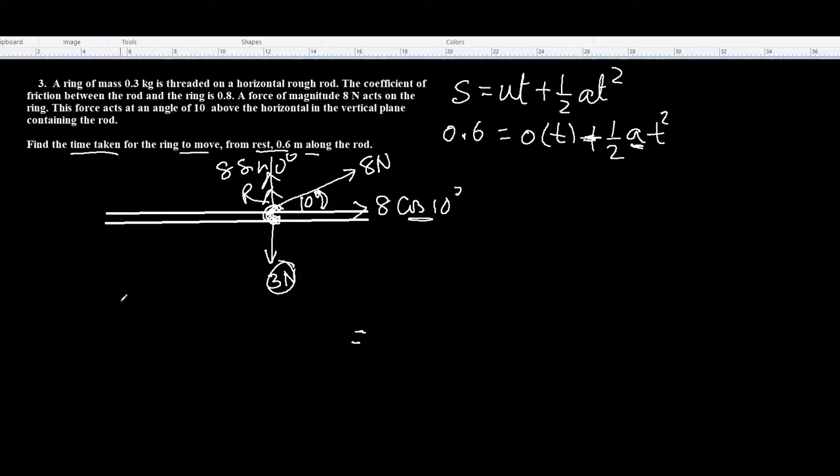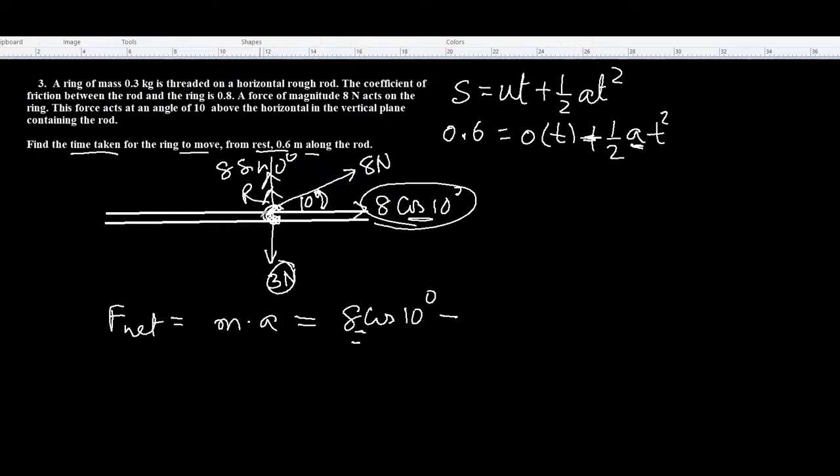So we know according to Newton's second law that net force is mass times acceleration, and net force will be the force which is driving it, which is this one, 8 cos 10 degrees, against the force which is trying to stop it, which is frictional force here. For frictional force we know that frictional force is mu R. So we'll write 8 cos 10 degrees minus 0.8 R.